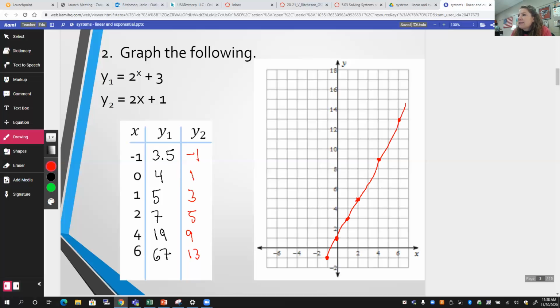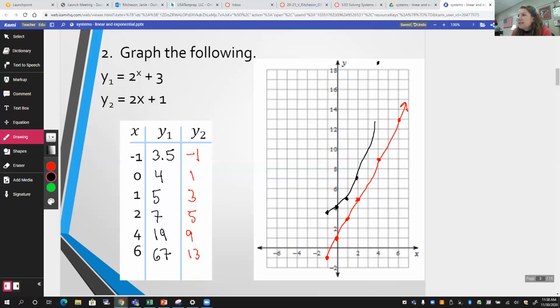All right, that's not too bad. And then let's turn over to the black one. So we have -1, and then up 3.5, 0, 4, 1, 5, 2, 7, 4, 19. So 4, 19 would be about right there. So we have that little curve.